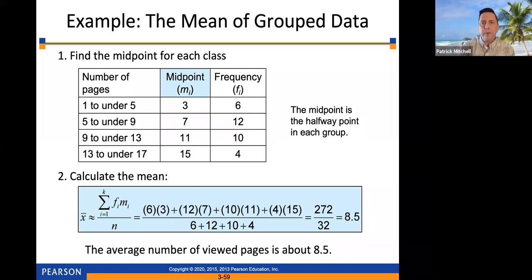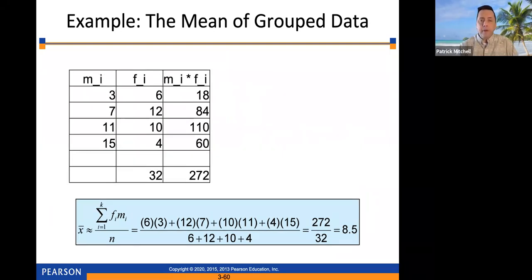So what I recommend you do is make a table. Here is the same table that we had on the previous slide. And then what I like to do is add another column to my table where I actually write down all of those products. So 6 times 3 is 18, 7 times 12 is 84, 11 times 10 is 110, 15 times 4 is 60. And when you add all these values together, you get 272, just like you saw on the previous slide. All right, so hopefully that'll make it a little easier for you to calculate, or to estimate, this mean.